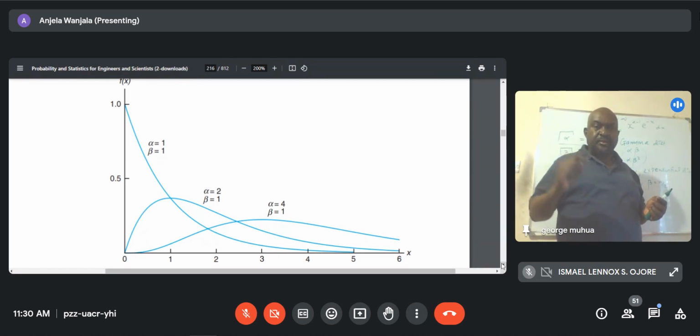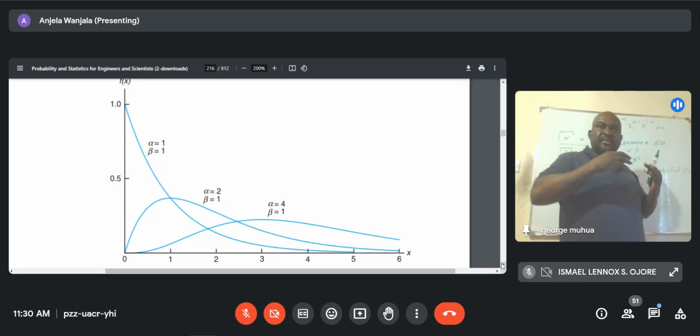But what he is trying to illustrate to us is when alpha and beta are the same, how does the distribution look like? And when we now vary alpha and beta is constant, how does it behave? So that is how that particular diagram is illustrating to us the behavior.